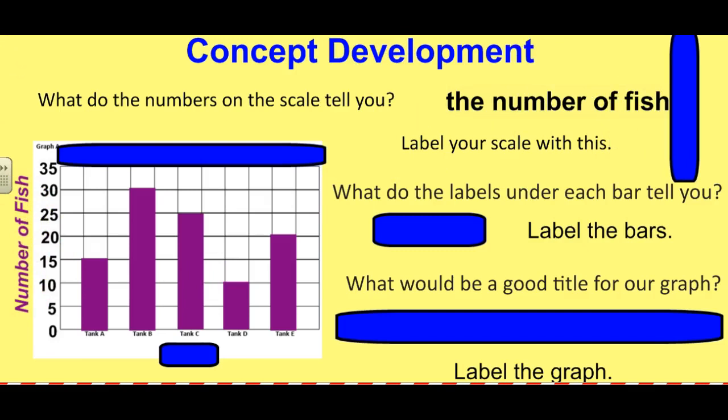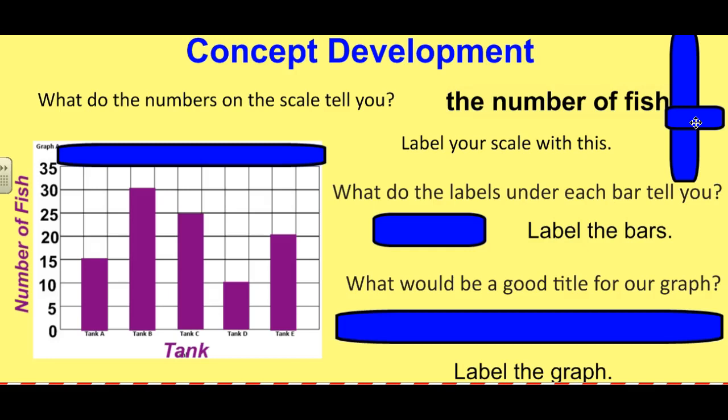Okay, so now we have to also label the other side of the bar graph, which is underneath each tank. So what do those tank A, tank B, tank C, tank D, and tank E stand for? And this one's pretty easy because we know that they stand for the tanks that are in Al's fish tank, or I forget his name. So underneath A, B, C, D, and E, you just need to label those as the tanks.